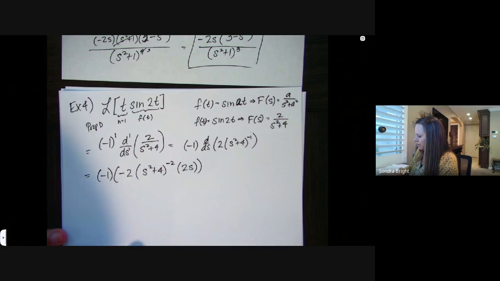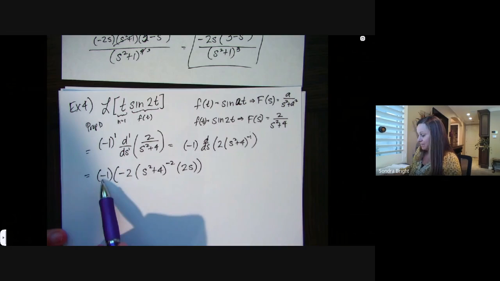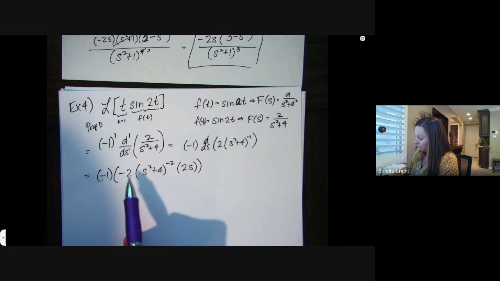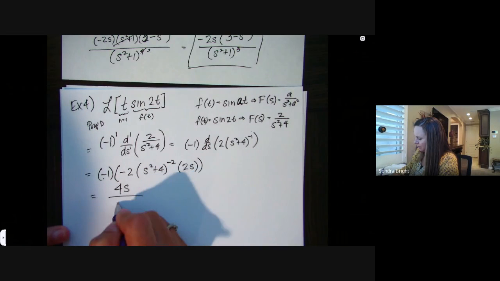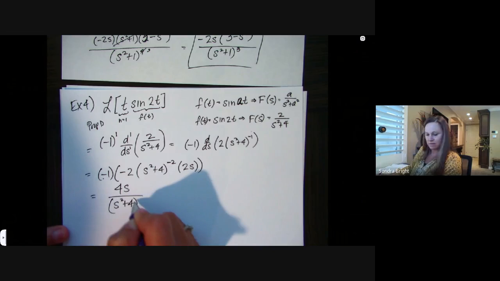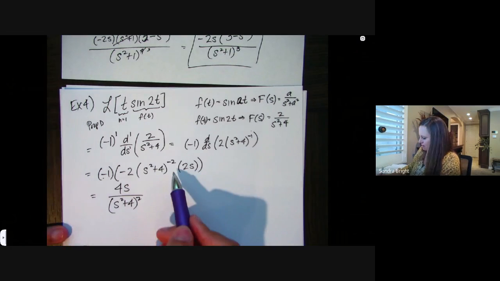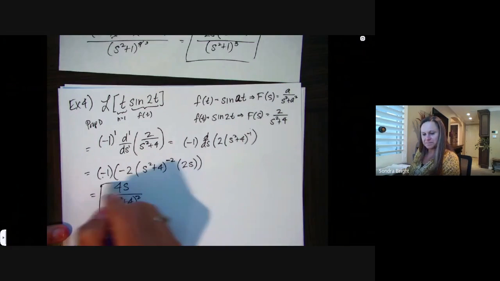Looking good. You've got a negative, and a negative makes it positive. A 2 times 2s is a 4s. So this becomes 4s over s squared plus 4 quantity squared, because that -2 power goes downstairs.